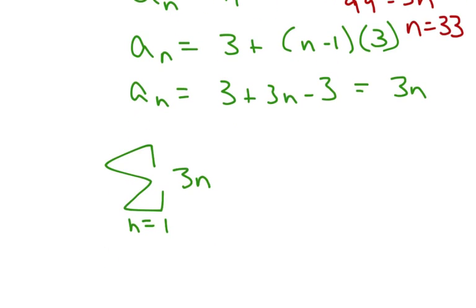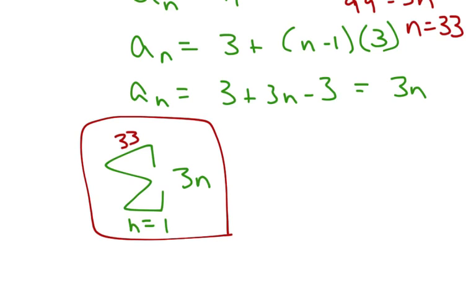So now I can come back down here, and I know in order to find the sum of that particular sequence, I would go from n equals 1 to 33 and use the expression 3n.